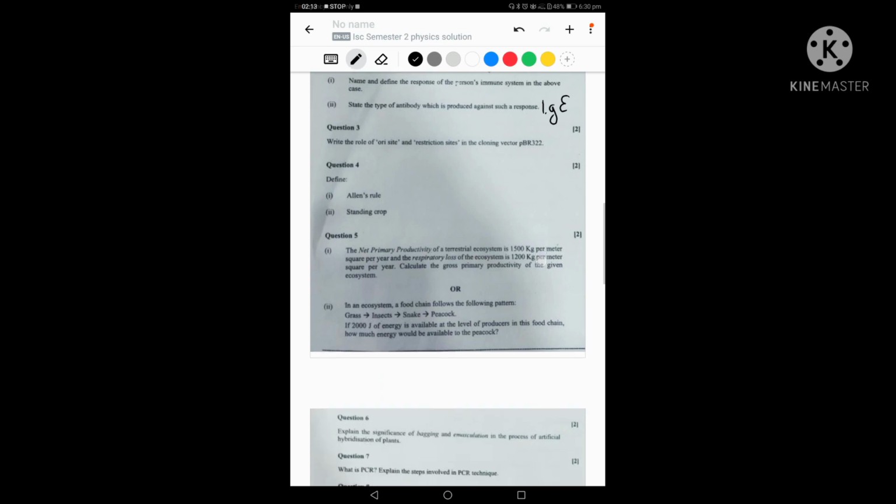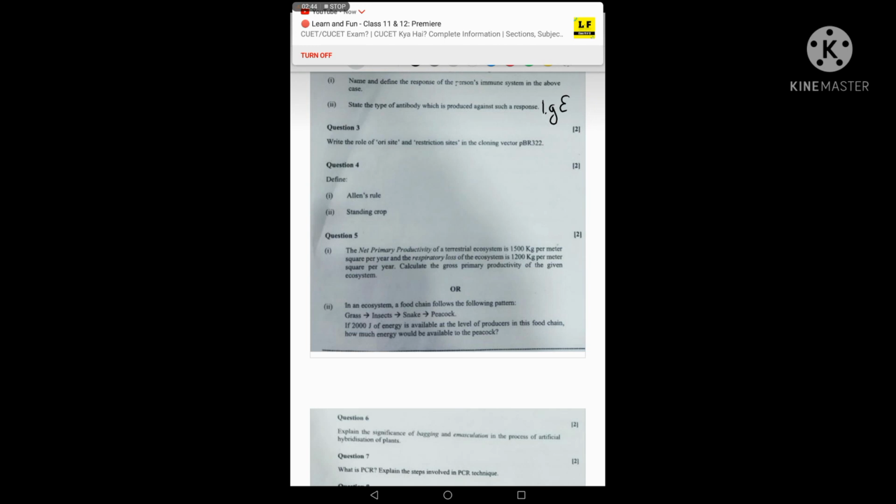Role of ORI site and restriction sites in the cloning vector pBR322. ORI site is the origin of replication, where the replication begins, and the restriction sites are the sites where the restriction enzymes work, to insert the gene of interest in the cloning vector. In this question you can also draw the diagram of the pBR322 plasmid.